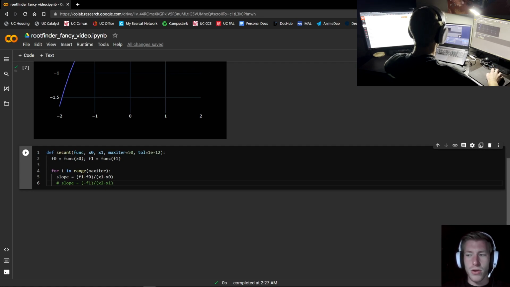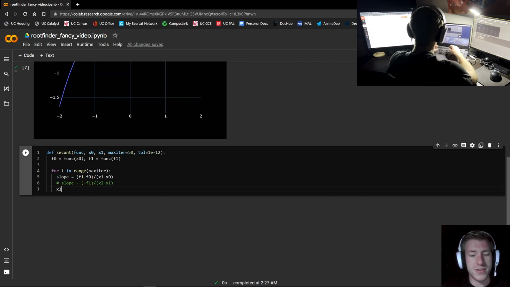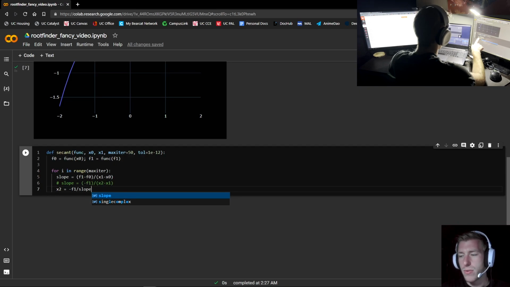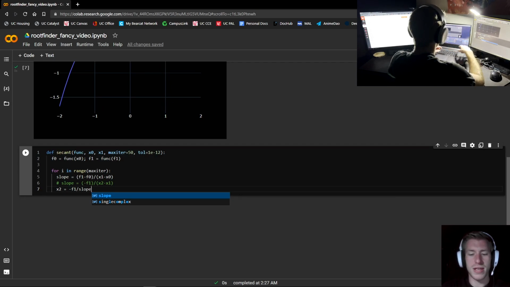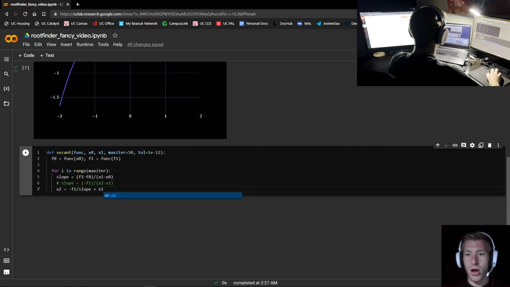And so because we know this, we found our slope already and we know what x1 is, we can back solve for x2. So just doing the mental math, we're going to multiply by this over, we're going to divide by the slope, and then we're going to add x1 to both sides. So we're going to have x2 is equal to negative f1 divided by slope. Just to make sure, we multiply this over, divide by slope. We're going to have negative f1 divided by slope, and then negative x1 on this side. So then we're just going to do plus x1. So this is going to give us our new x point.